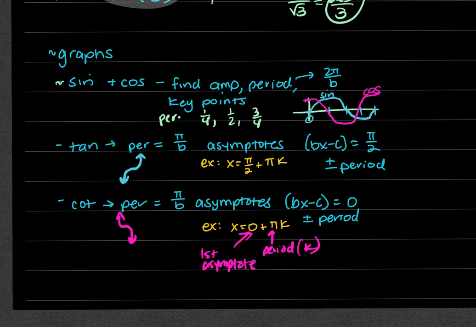For cosecant and secant, we need to draw the regular sine or cosine. For cotangent, do we need to draw the regular one? No.